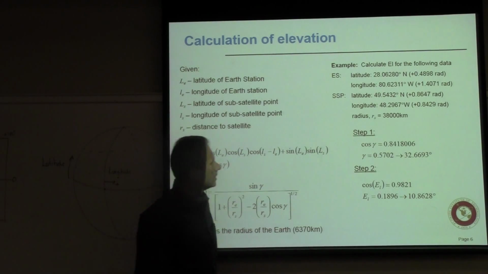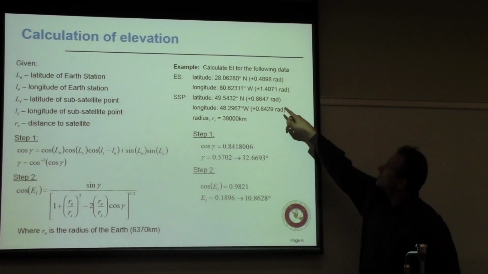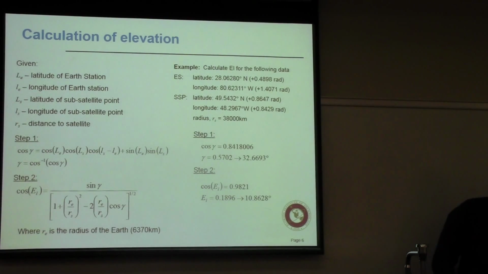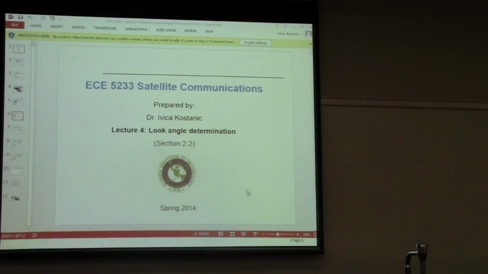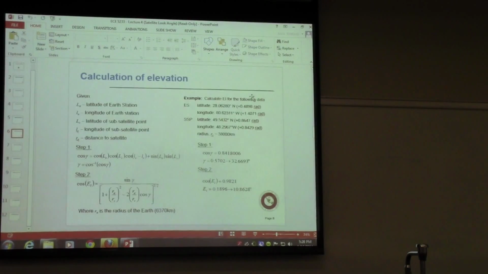So here's an example. I'm looking at an Earth station that is at latitude of plus 28 degrees, longitude at 80 degrees west. So there is a typo here on the slide. What should the longitude be? It should be minus, right?